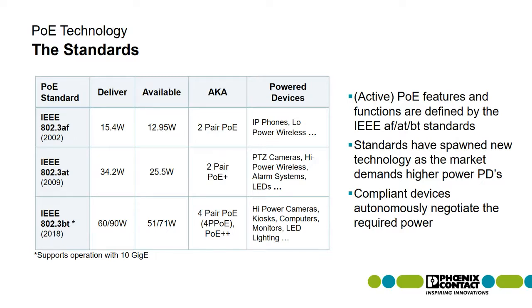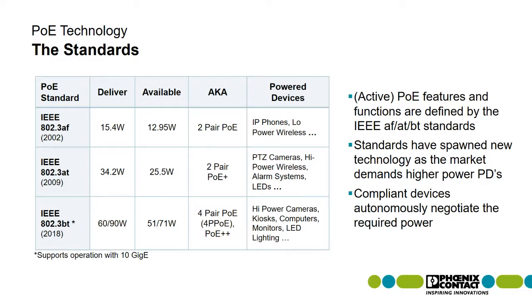The original standard was what we classify as the 15-watt standard. You'd have about 15 watts of power available at the port, and then just under 13 watts of power available at the end device, accounting for length of cable. It was also known as PoE or two-pair PoE, because it utilizes only two pairs in a potentially 8-conductor cable.